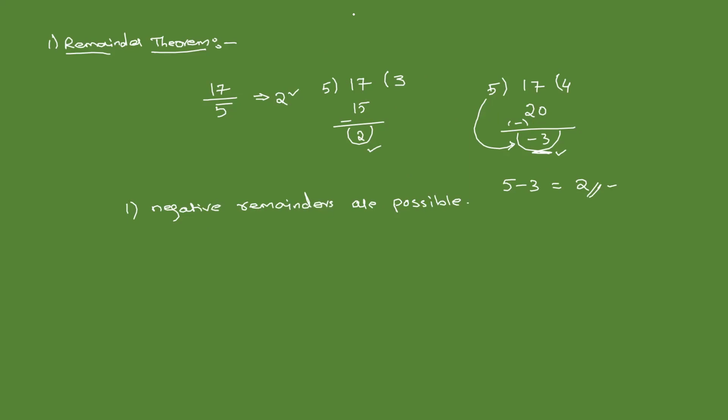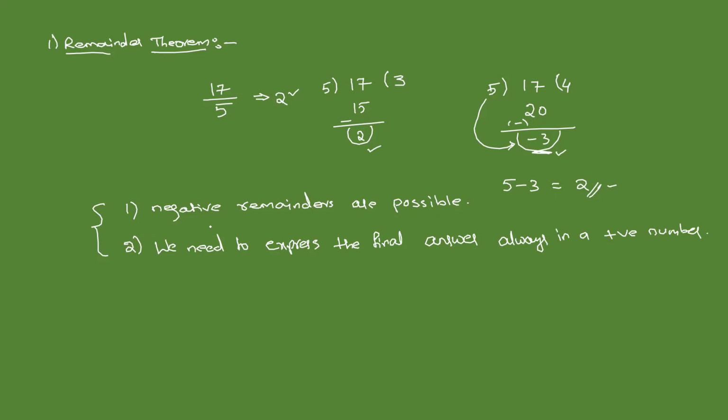Negative remainders are possible. This is the first thing. There is no doubt in that. Definitely negative remainders are possible. Next thing is, we need to express the final answer, sir, always as a positive number. Okay, please keep these two things in your mind while calculating at the intermediate level.